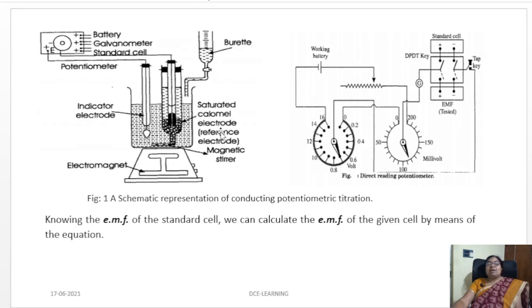This is the schematic representation of conducting a potentiometric titration here. One must be an indicator electrode, another a reference electrode. This is the titrant solution, which is filled in the burette. Whatever the analyte is, it is taken in the beaker. And this is the electromagnetic stirrer, which helps in mixing the solution. And this is the potentiometer setup here.